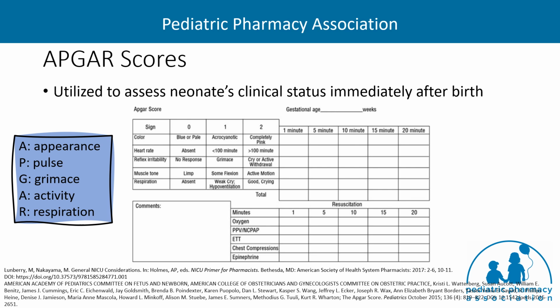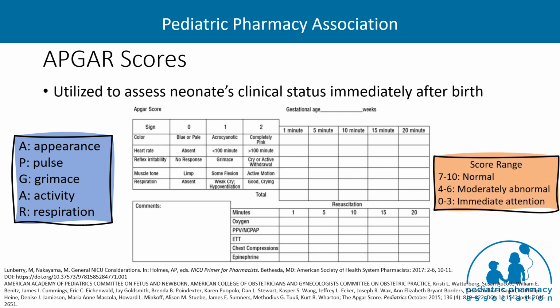If you look at the top left-hand side of the table, the first sign, color, or appearance, can be scored from 0 to 2, as are all the other signs. A score of 0 is considered least responsive, while a 2 is considered a healthy response. A baby that was born blue or pale would earn a score of 0, while a baby who looks healthy and pink would earn a score of 2. These scores for all 5 signs are completed at 1, 5, and 10 minutes of life.